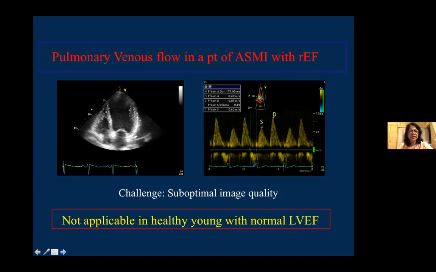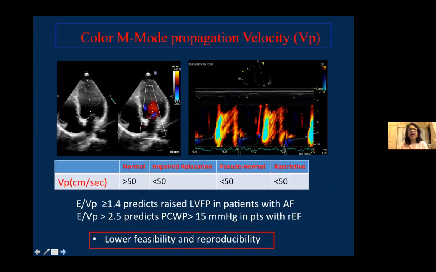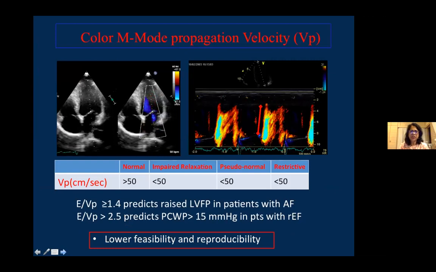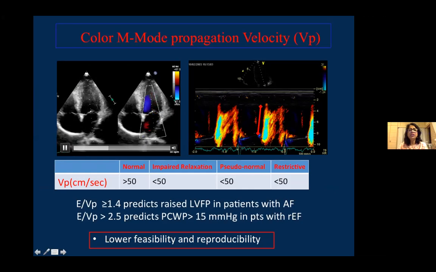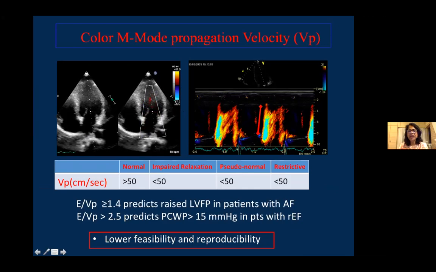The third criterion or parameter is the color M-mode propagation velocity, or called VP. So far, along with the color flow, we were measuring the velocity by pulse wave Doppler. But now what we'll do, we'll get an apical four chamber with the color flow, a proper apical four chamber, and the cursor should be absolutely parallel to the mitral inflow. And instead of pulse wave Doppler, we are doing M-mode. You see, as we do the M-mode, we get a pattern like this.